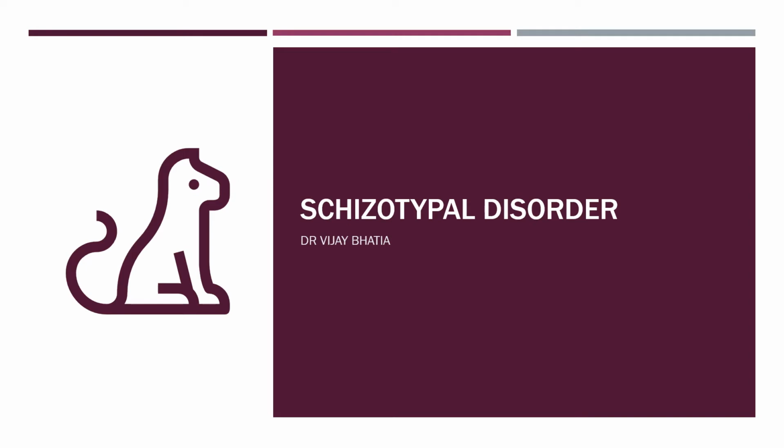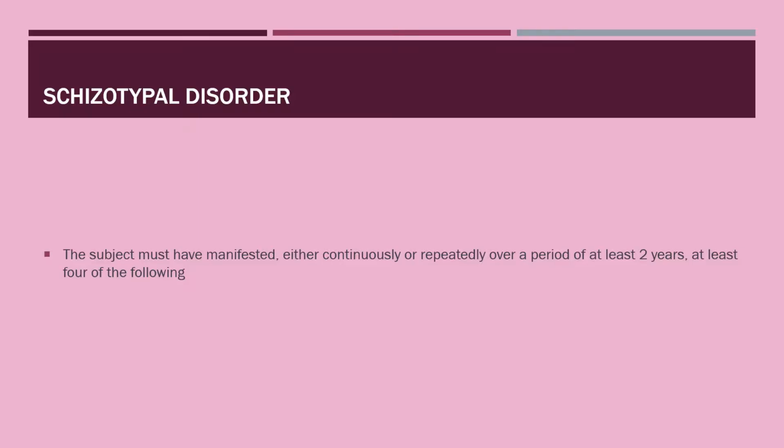Today I'm going to talk about schizotypal disorder. What is schizotypal disorder? In order to fulfill the criteria for schizotypal disorder, the subject must have manifested either continuously or repeatedly over a period of at least 2 years at least 4 of the following.